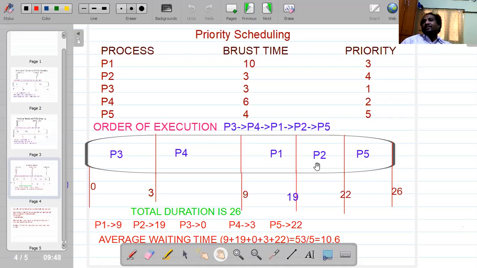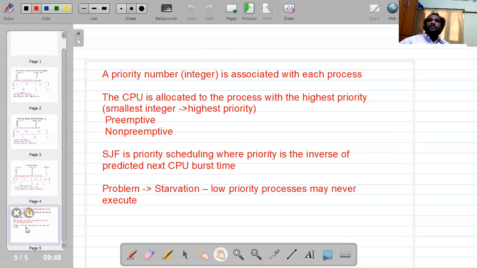Normally, we use the word starvation for hunger, that is, we are dying to eat. So it also is dying to execute. That is the meaning of the term starvation. So a lowest priority process may never get a chance to execute. That is what is called starvation.